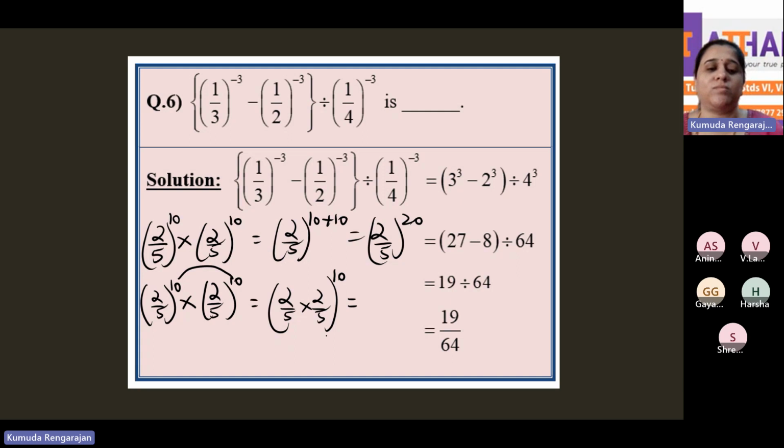So what is 2 by 5 into 2 by 5? 2 by 5 the whole square. So see here, 2 by 5 the whole square, the whole power 10. So when you have many powers, multiply the powers.